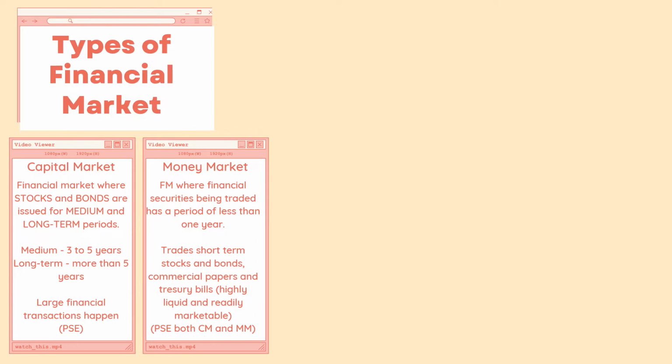This type of financial security is called short-term security. Since short-term securities are not intended to be held for more than 1 year, they are also referred to as trading securities. In addition to short-term stocks and bonds, the money market also trades commercial papers and treasury bills. Commercial papers and treasury bills have a maturity period of less than 1 year.